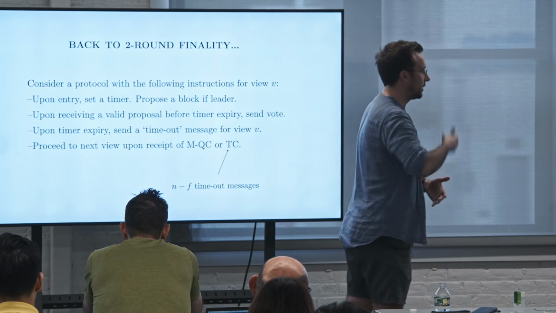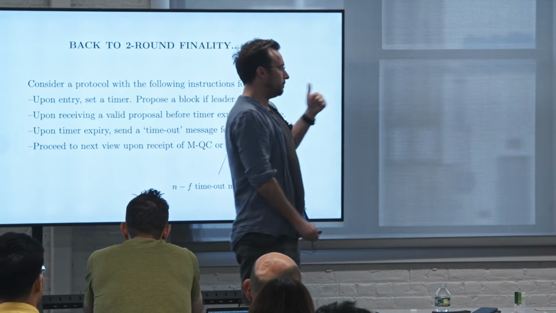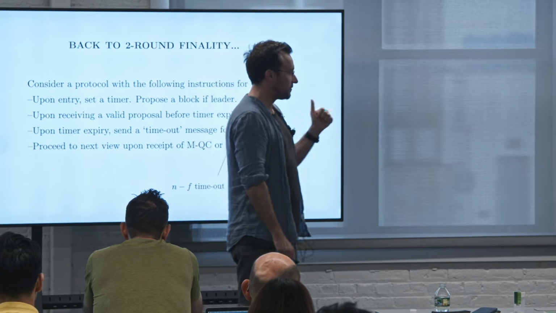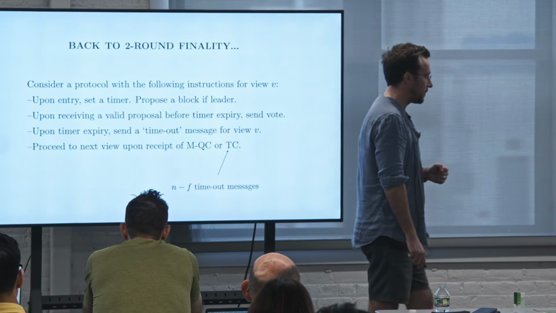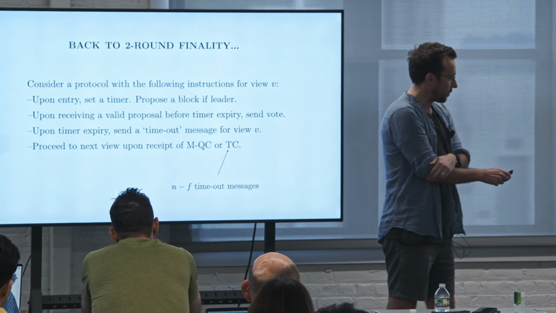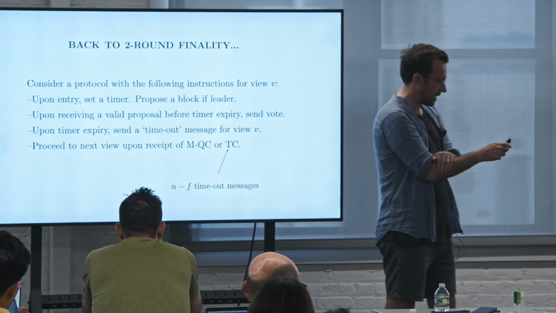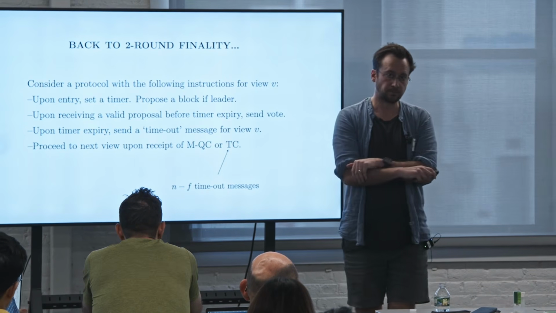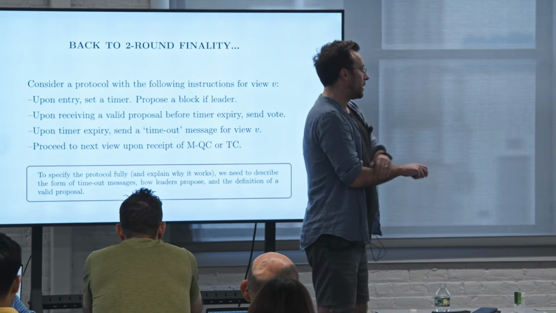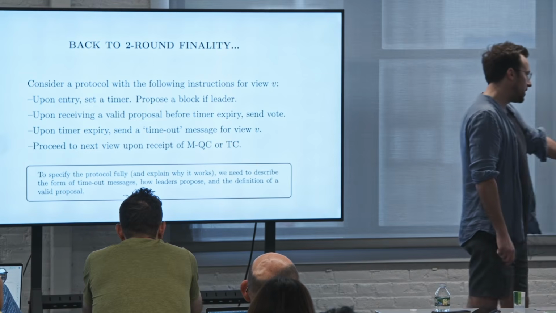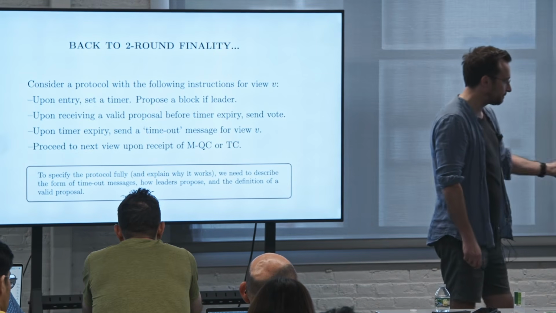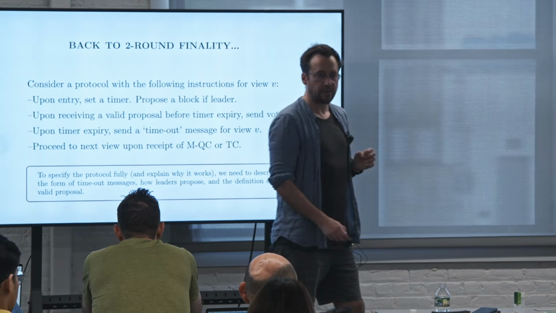On entry, set a timer, propose a block if leader. Upon receiving the first valid proposal before the timer expires, send a vote. Upon timer expiry, send a timeout message. Proceed to the next view upon receipt of an MQC or TC. And a TC here is a set of n minus f timeout messages. To specify it fully, we need to describe the form of timeout messages, how leaders propose, and the definition of a valid proposal.